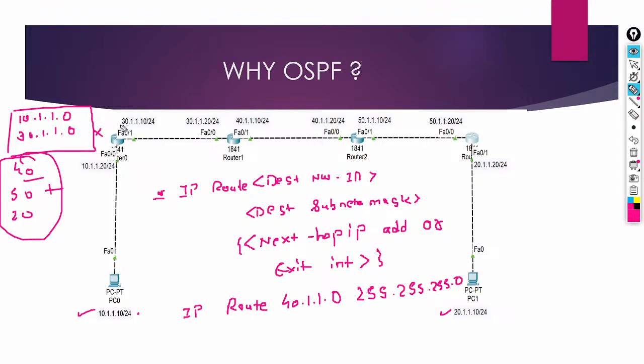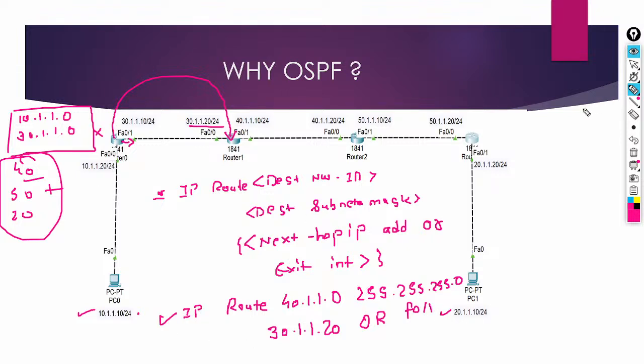Next hop IP means the IP address of the next router that is connected to that particular router. When we talk about router 0, it is connected to router 1 on the Fa0/0 interface, and the IP address of that particular interface is 30.1.1.20. So I have to give 30.1.1.20, or the exit interface. Exit interface means the interface from which the route exits that router. On router 0, it is exiting from Fa0/1. So that is only for the 40 route.